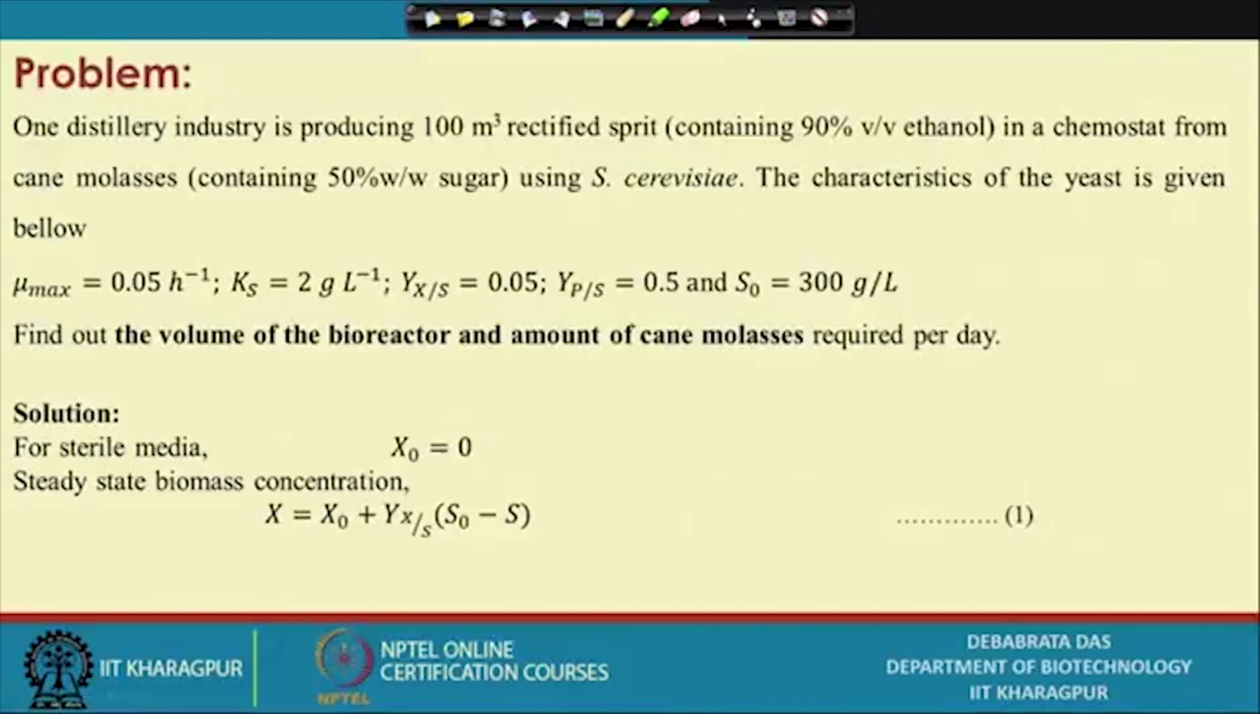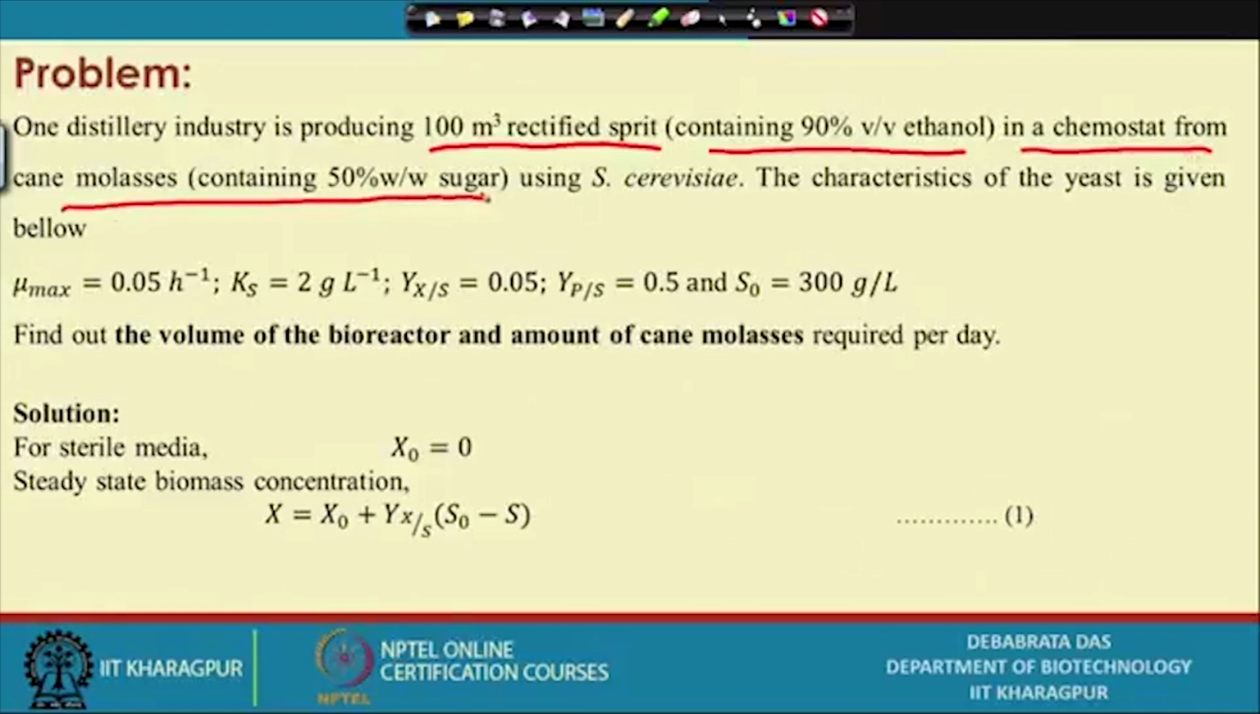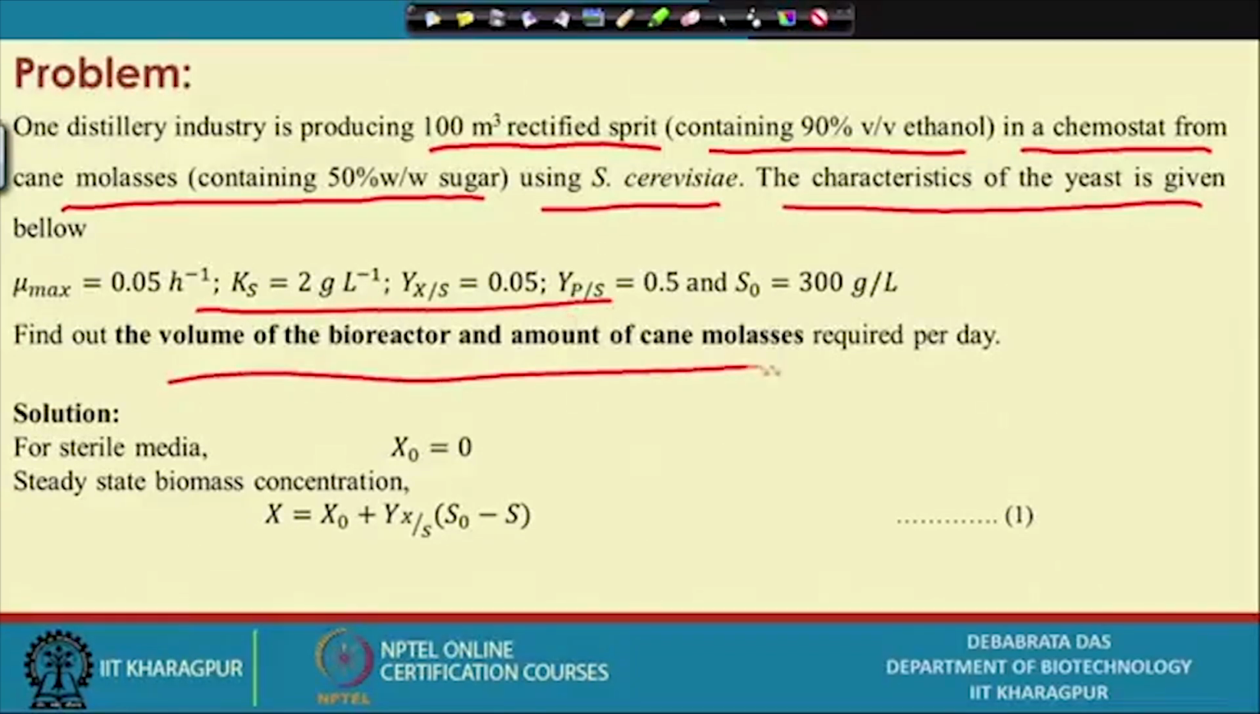The last problem that we have is with the distillery industry. One distillery industry is producing 100 cubic meter of rectified spirit containing 90% volume by volume of ethanol in a chemostat from cane molasses, containing 50% weight by weight sugar, using Saccharomyces cerevisiae. The characteristics of the yeast are given here. You have to find out the volume of the bioreactor and the amount of cane molasses required. It is almost similar to the first problem, only here the product is different; here the product is ethanol.